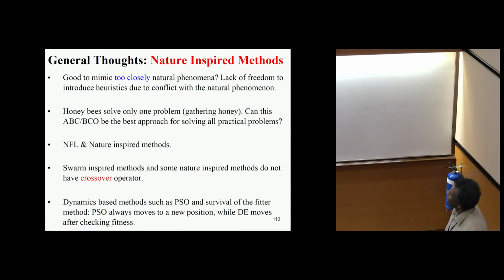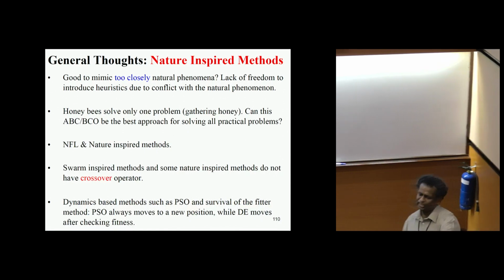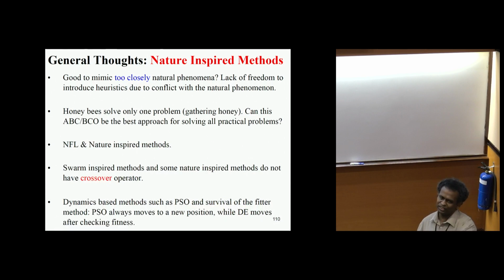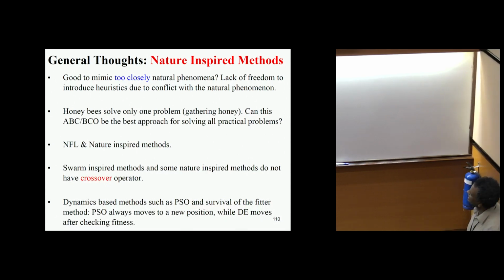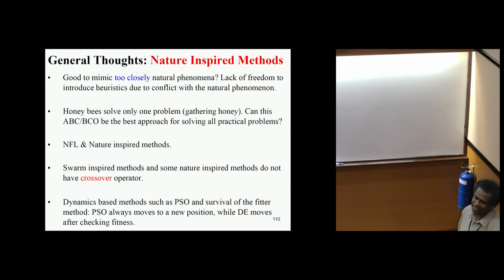And the crossover operator is missing. In dynamic problems, as I told you, the velocity forces you to take the next point. You cannot ask the fish or honeybee to reverse back. So that is not there. Whereas the selection based evolutionary operators are better anyway. You compare the fitness and accept or reject.